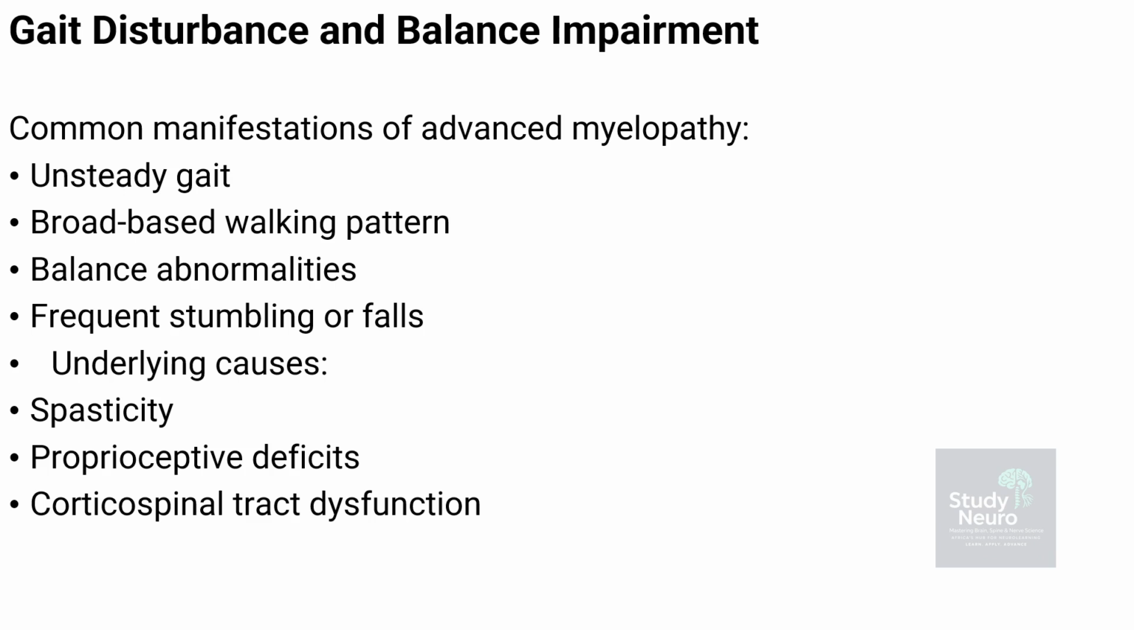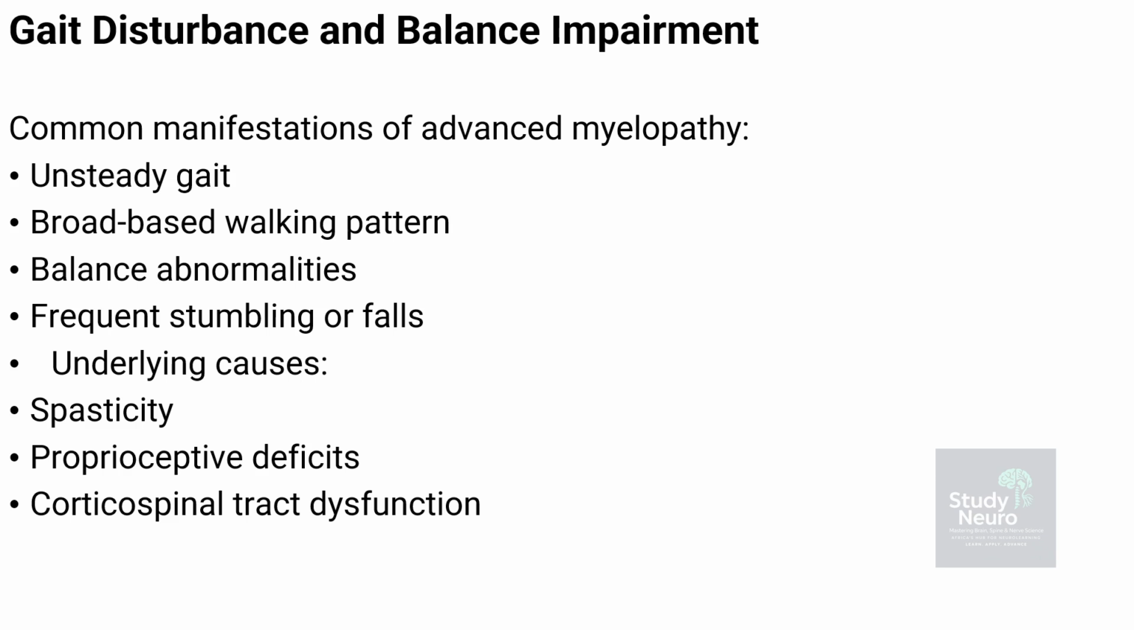Gait disturbance in advanced degenerative cervical myelopathy reflects impaired control of posture and walking, where patients begin to walk in an unsteady and often widened pattern because the spinal cord can no longer coordinate normal lower limb movement effectively. This is an important warning sign. The imbalance is not random, and it usually comes from a combination of spastic muscle tone, reduced joint position sense, and disruption of corticospinal pathways, which together disturb smooth and stable walking, even on flat ground.